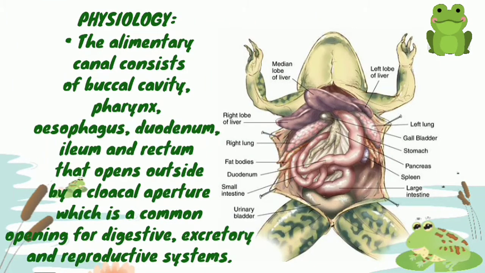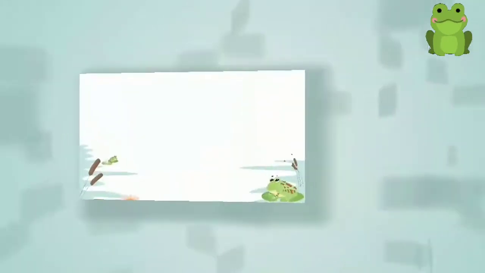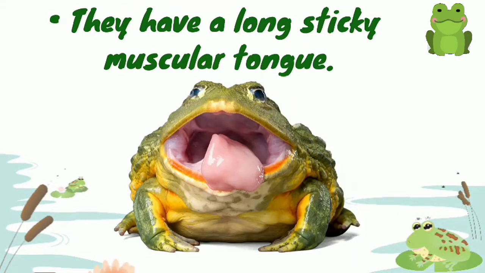Physiology: the alimentary canal consists of buccal cavity, pharynx, esophagus, duodenum, ileum, and rectum that opens outside by a cloacal aperture, which is a common opening for digestive, excretory, and reproductive systems. They have a long, sticky, muscular tongue.